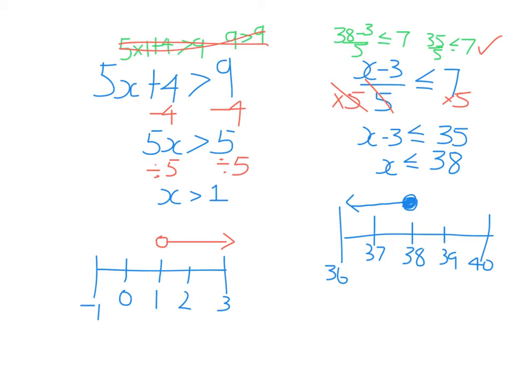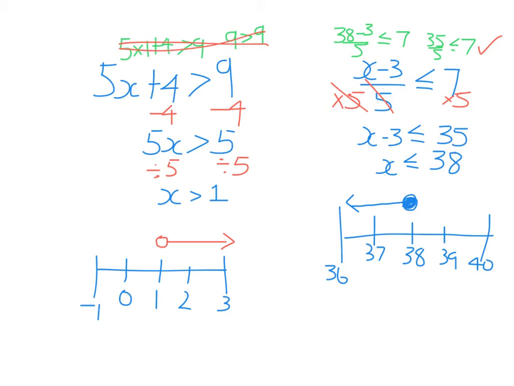So when you've solved inequalities like these ones, you should check your answer. All you have to do is substitute a value over here and make sure it's not included. If I substitute 39 here, I get 39 minus 3 over 5. I get 7.2 is less than or equal to 7. That is a false statement, so I know 39 is not included.